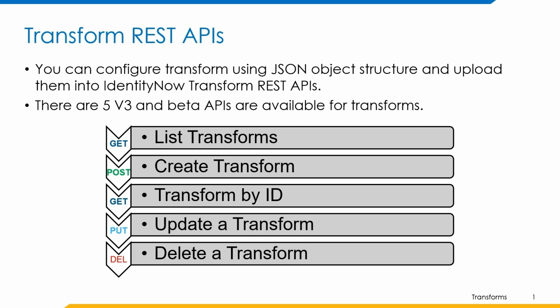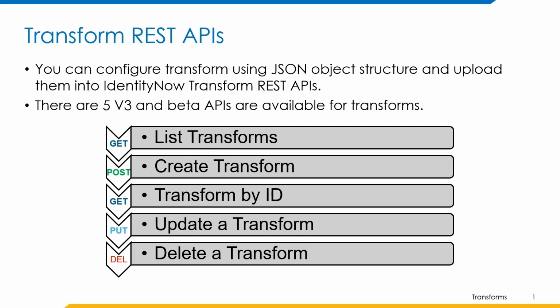The list transforms API is used to get a list of all the available transforms from the tenant. The create transform API is used to create a new transform and upload it into the tenant, and the name of the transform should be unique. It should not match the names of the existing transforms.